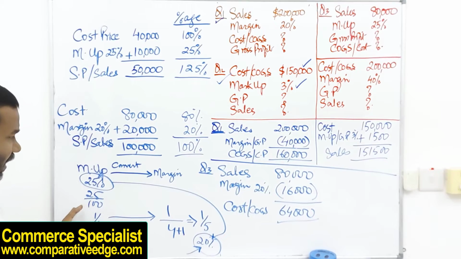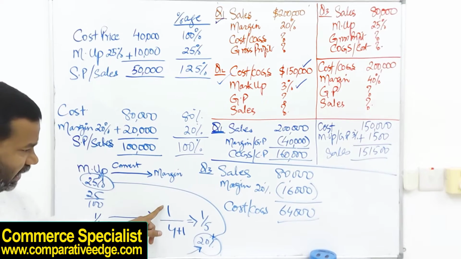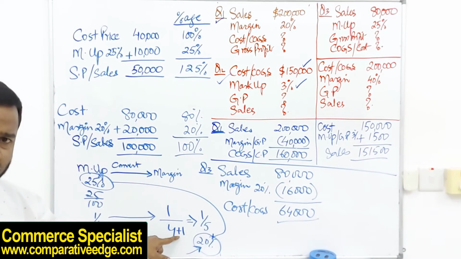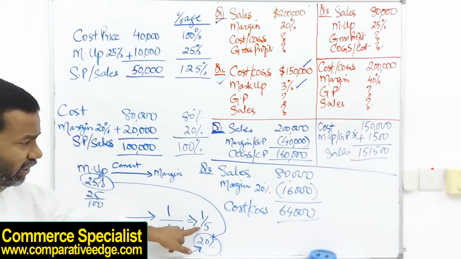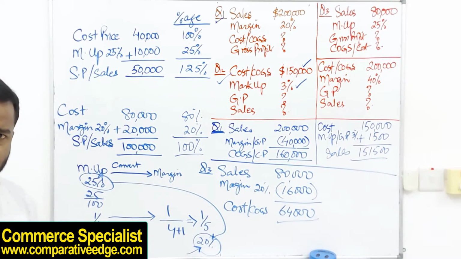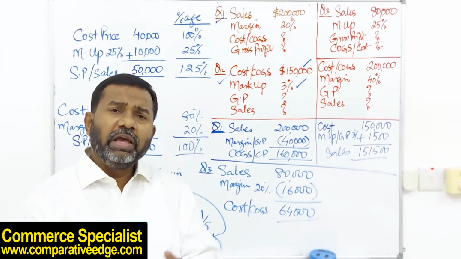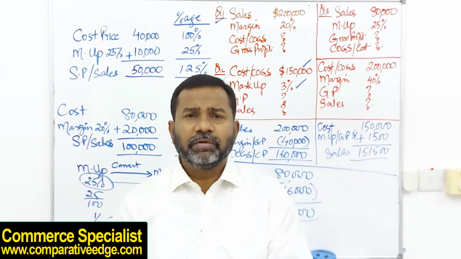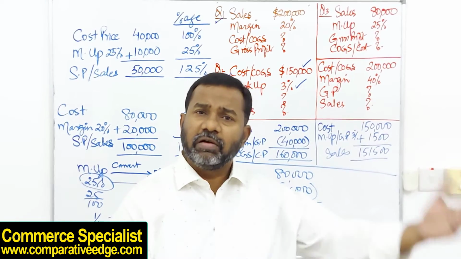Guys, I hope you understand this conversion. If markup is 25, 25% means 1 upon 4. You write the same fraction. Whatever is in the numerator, you add it into the denominator. And the new fraction which you get is margin. Likewise, if you need to convert from margin to markup, you can apply it in a reverse form.